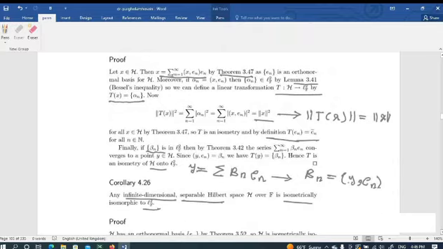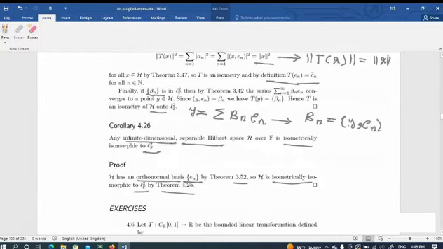Corollary: any infinite dimensional separable Hilbert space H over F is isometrically isomorphic to L power 2 of F. This is a direct corollary from the previous theorem.